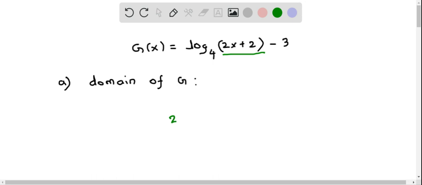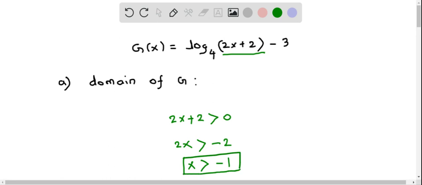That is, we set up the inequality 2x plus 2 greater than 0 and we subtract 2 from both sides. So we get 2x greater than negative 2. Now dividing both sides by 2 we get x greater than negative 1. And so this is the domain of G. We can put this in interval notation, that is from negative 1 to infinity. And so this is the domain of G.